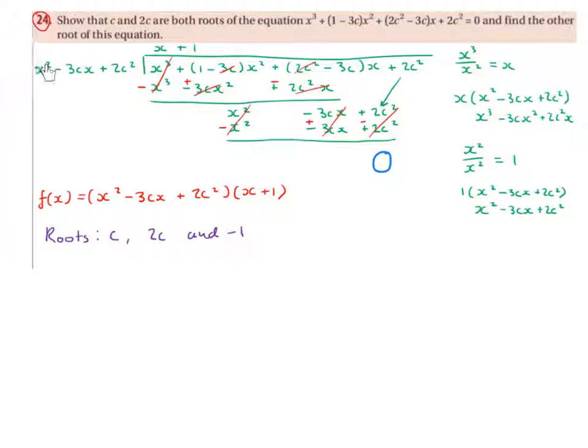So we end up with x squared minus 3cx plus 2c squared as one of our factors, and x plus 1 as our other factor. Therefore, c, 2c, and minus 1 are the roots of our equation.